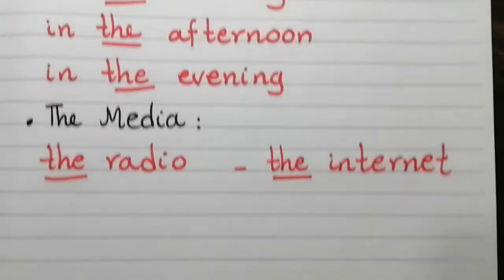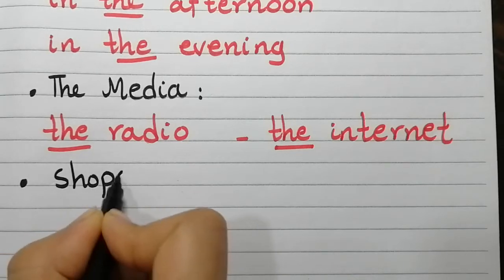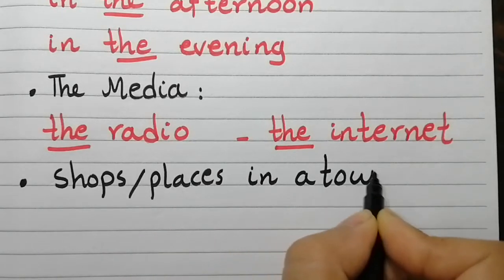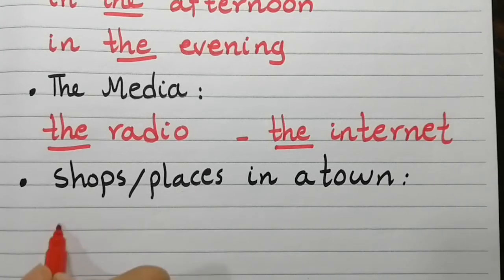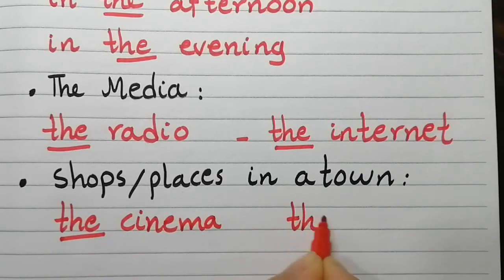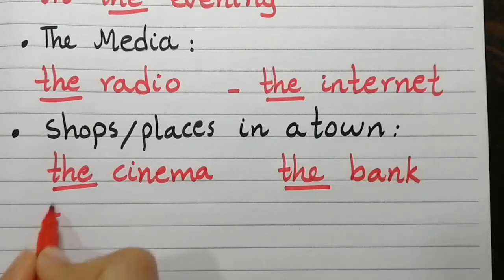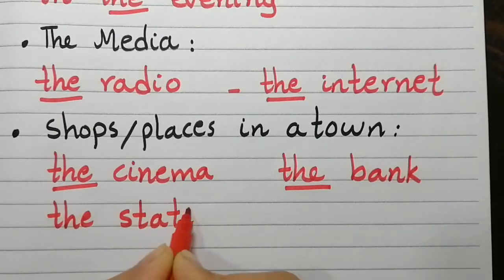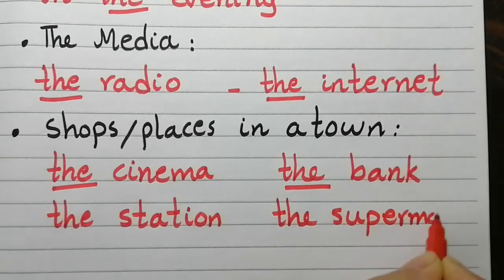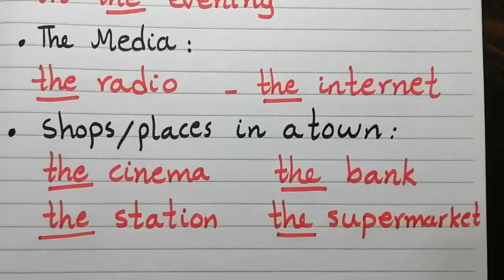Also we use it with shops or places. Shops are places in a town. For example, the cinema, the bank. We say also the station, the supermarket. Okay, so the cinema, the bank, the station, the supermarket.